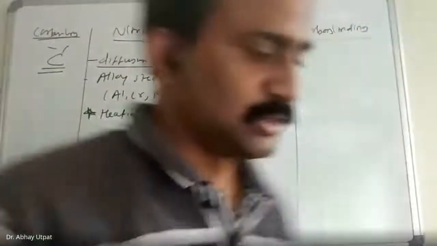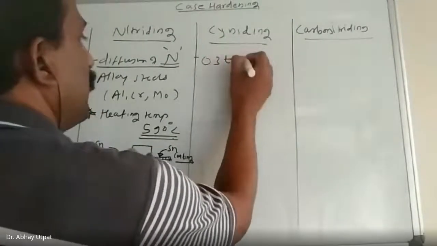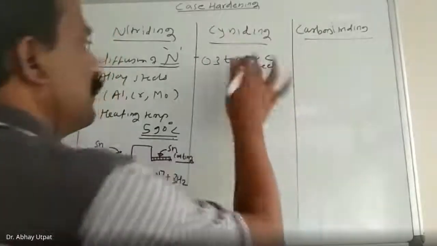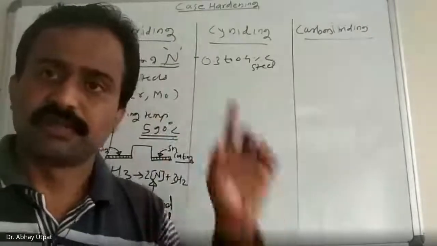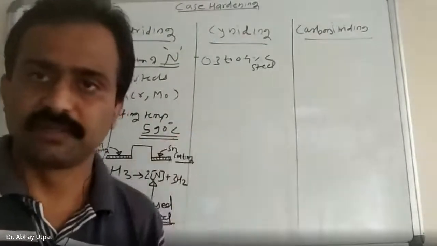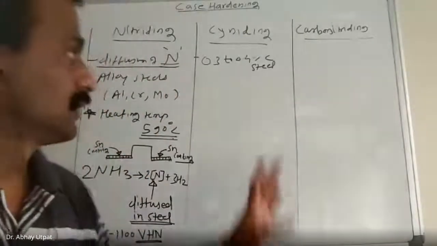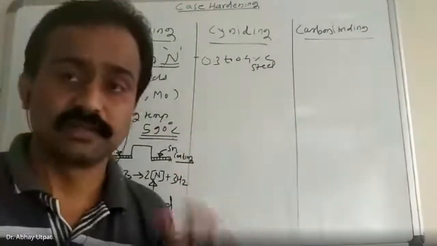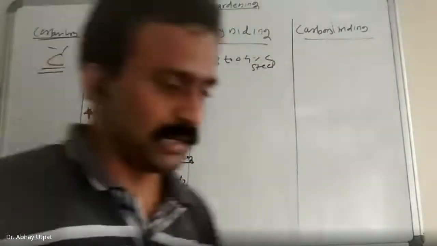Next line, it is used for 0.3 to 0.4% carbon steel, which means medium carbon steel. So recall memories. Carburizing is carried out for low carbon steel. Nitriding is carried out for alloy steels. Cyaniding is carried out for medium carbon steel. These are the points of difference you have to remember. So 0.3 to 0.4% carbon steel.